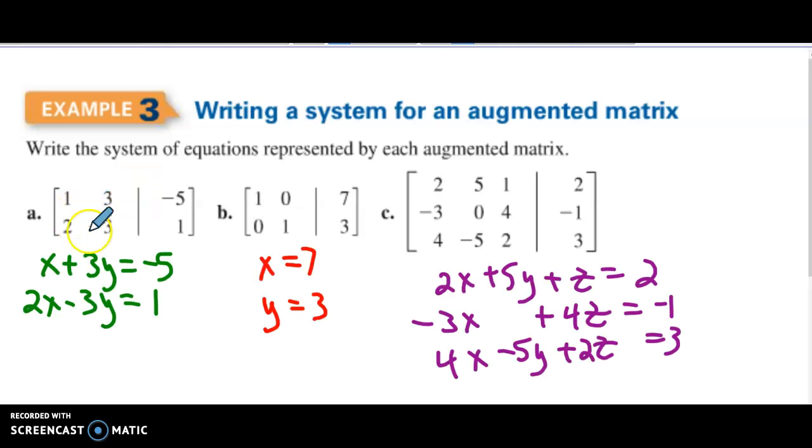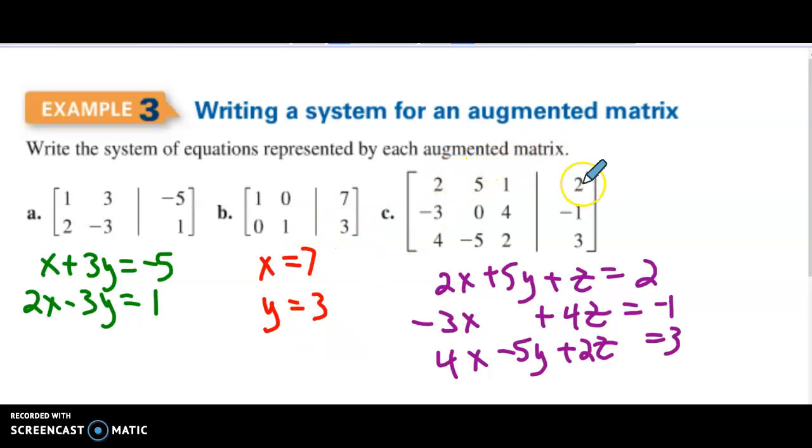All right, gang, this first one, not too bad. And again, I don't care if you use X and Y or A and B or R and S, whatever you want to use, obviously, as long as you're consistent. I'm just sticking with X and Y. Here's our nice solution matrix, I kind of call it. This is telling me right off, X is 7, Y is 3.